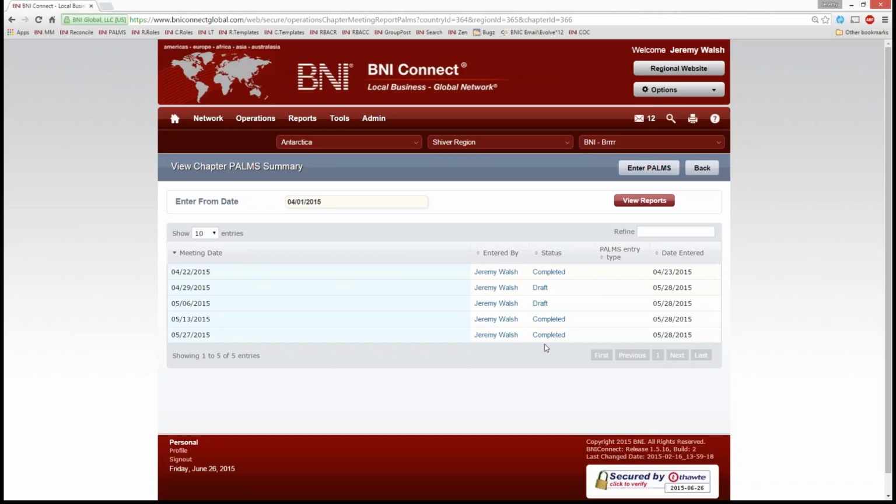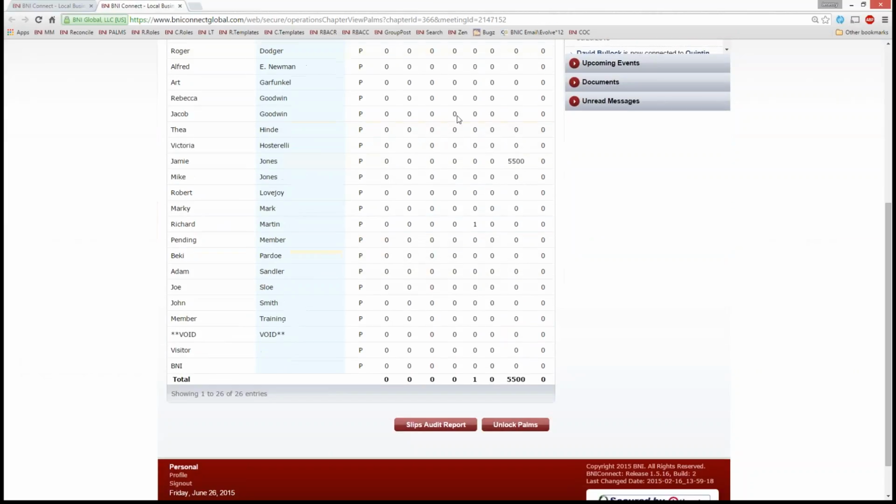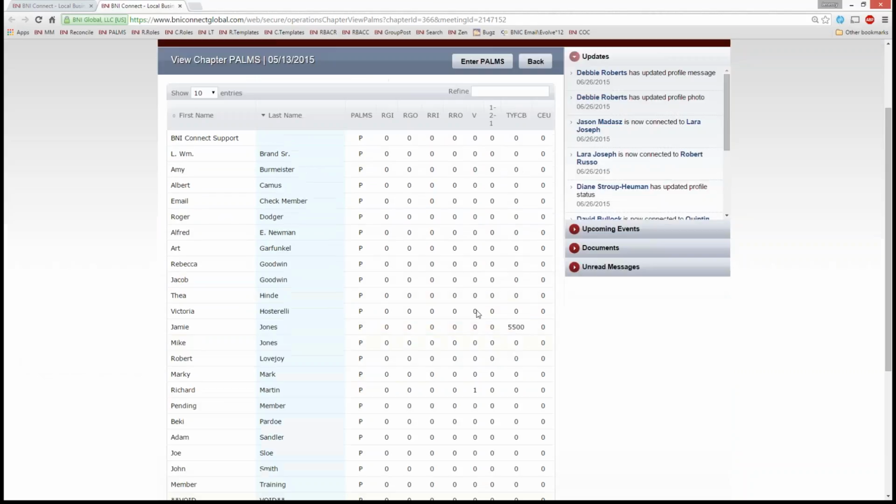But for any of these previous ones, I could click on the word for status. If I wanted to look at the POMS report for the 13th of May here, I like to right click on it and open it in a new tab so I don't lose my place here. And I can look at this individual POMS report.